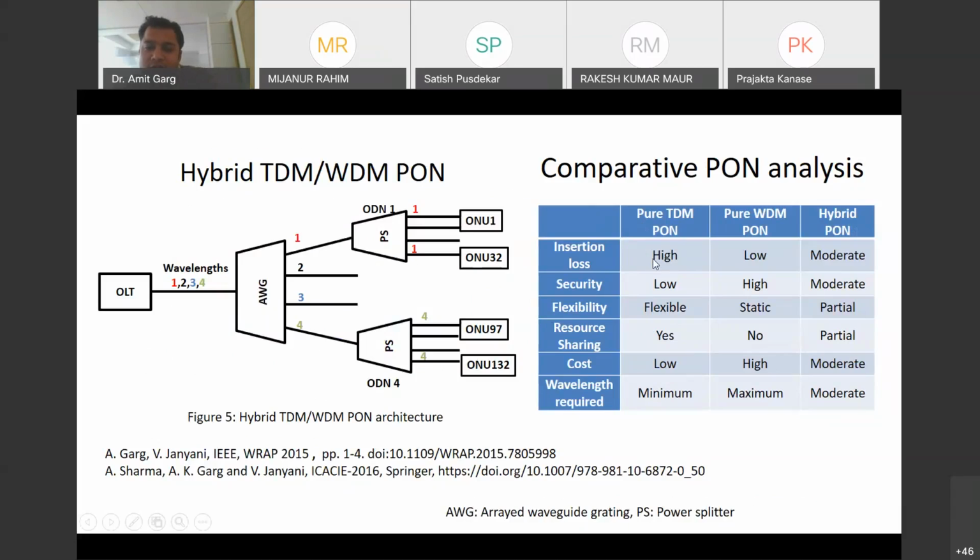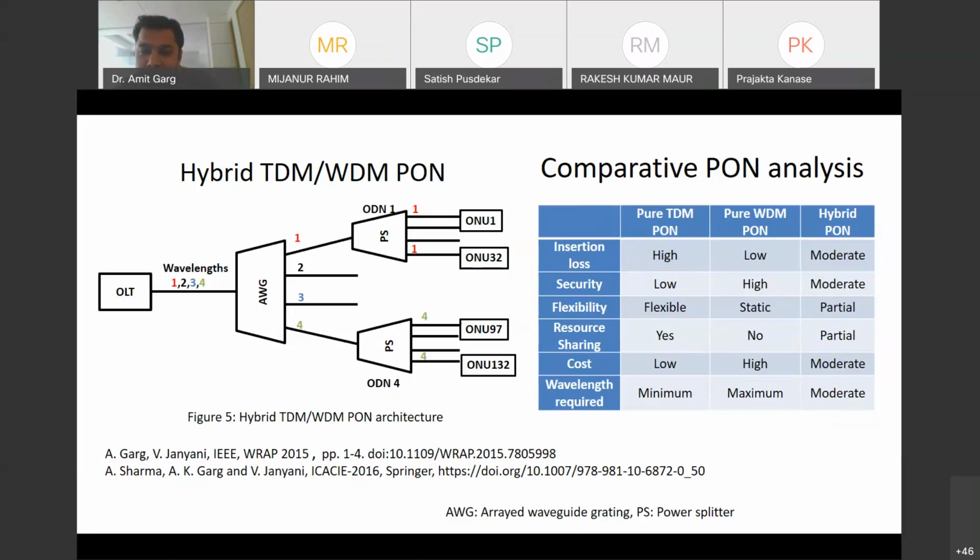Okay, so the insertion losses of TDM PON is high while it is low in case of WDM PON. And for the case of hybrid, it must be moderate because there are some splitters, there are some AWG. Okay, so the losses will be moderate.